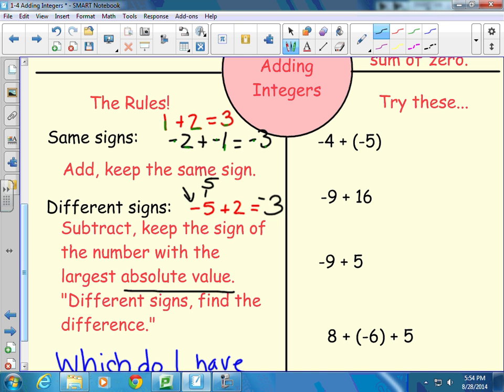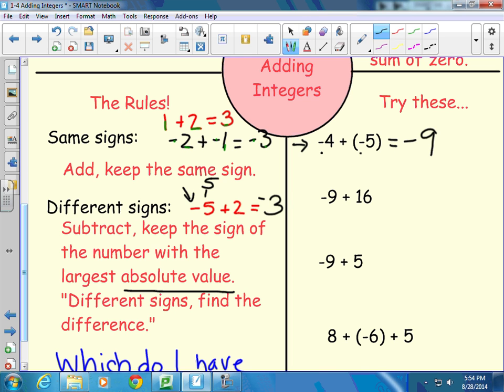What I'd like to ask myself here on this first one, I always like to say, are the signs the same or different? The signs are the same. They're both negative. So since they're both negative, my sum is going to be negative. I know that 4 plus 5 is 9. So my answer is a negative 9.